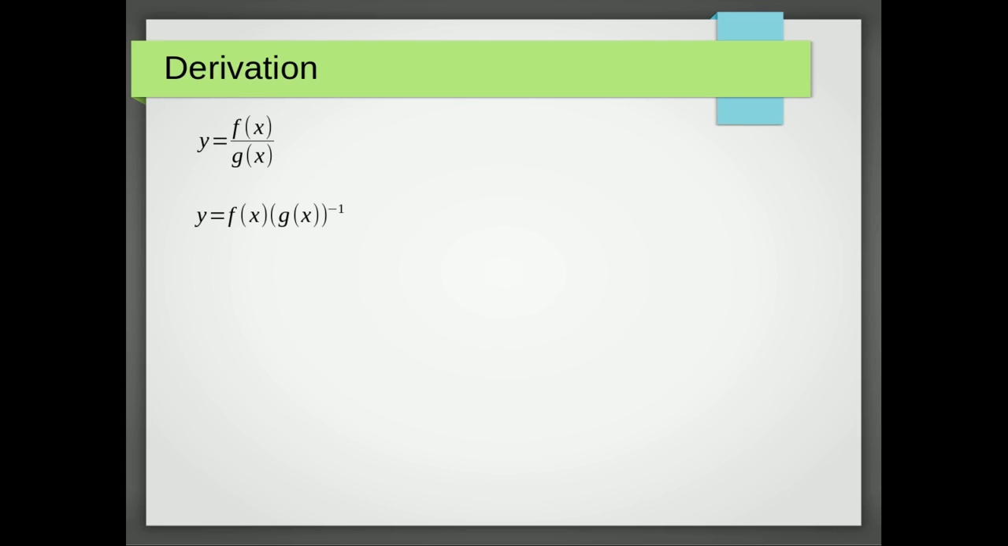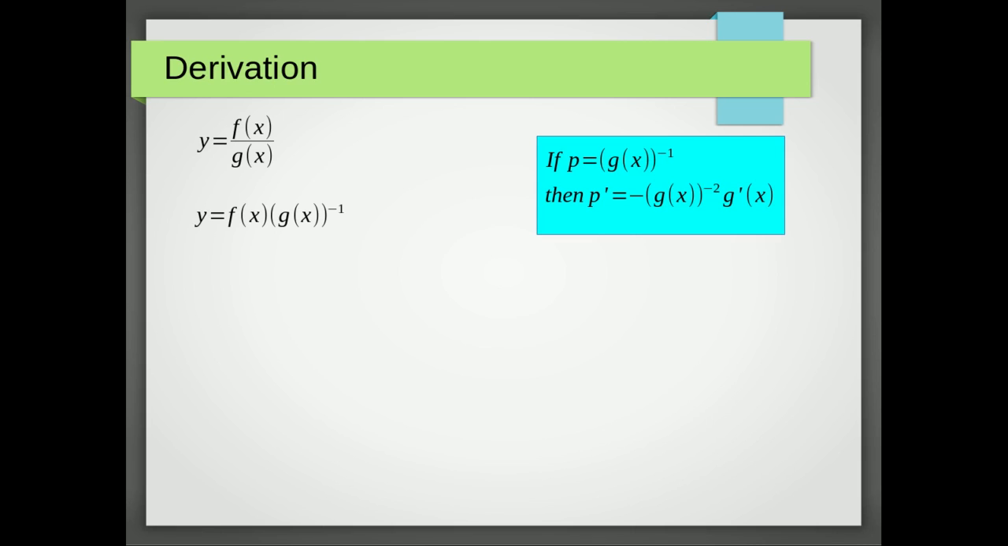It's a bracket, so we're going to multiply by the minus 1. We're going to keep the inside of the bracket the same. We're going to take 1 off the power to make it minus 2, and then we're going to multiply by the inside of the bracket differentiated. So we've got that here. If p equals g of x all to the minus 1, then p differentiated is minus g of x all to the minus 2 multiplied by g dash of x. Now we've done that, that can help us differentiate this product.